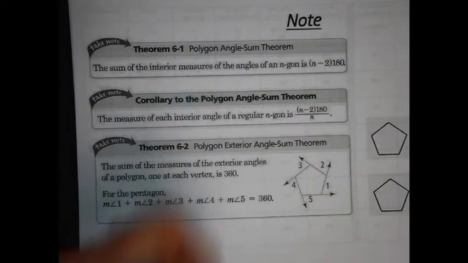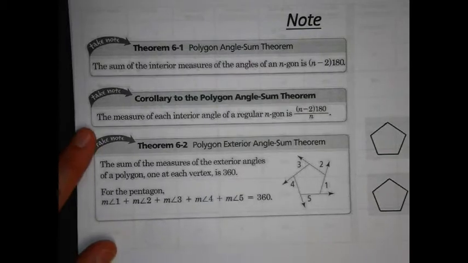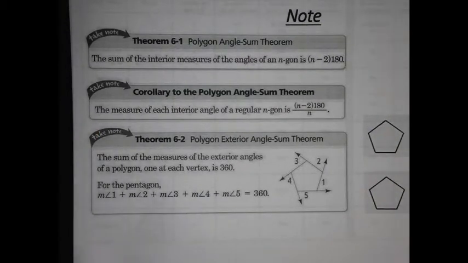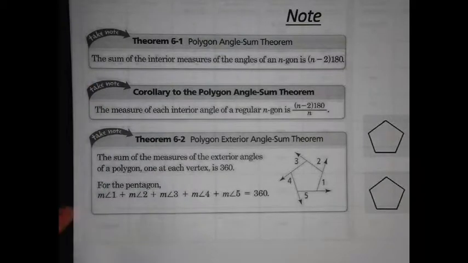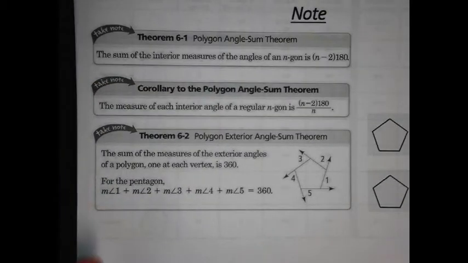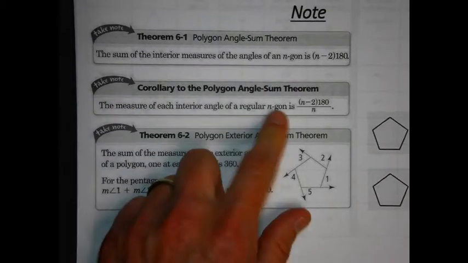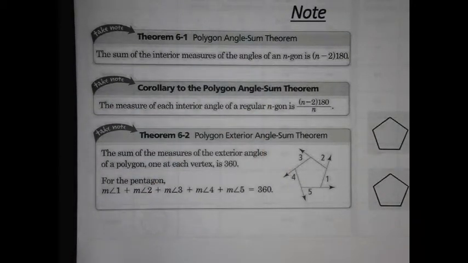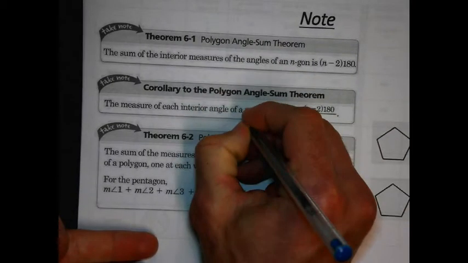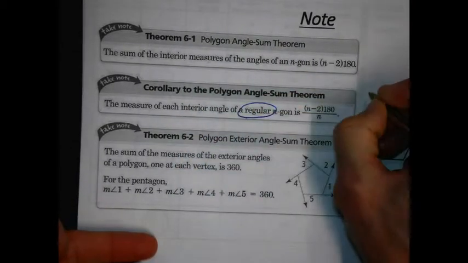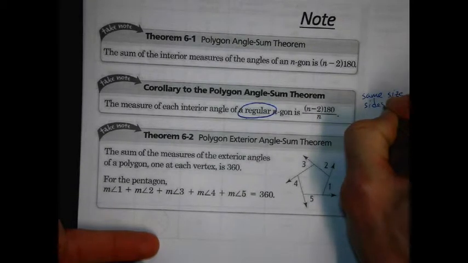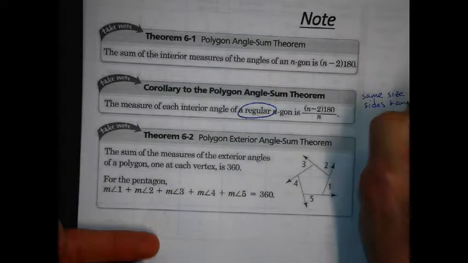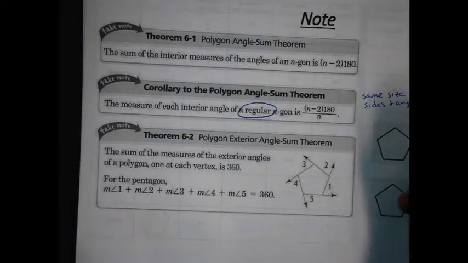We're doing an activity in class where you're the one who discovers that on your own. But if I don't teach you in my class, then here's the note. And then we have the corollary to that. The measure of each interior angle of a regular n-gon. And here comes this neat word, because it's a sneaky word: regular. Same size sides and angles. So that's what regular means, a sneaky word.